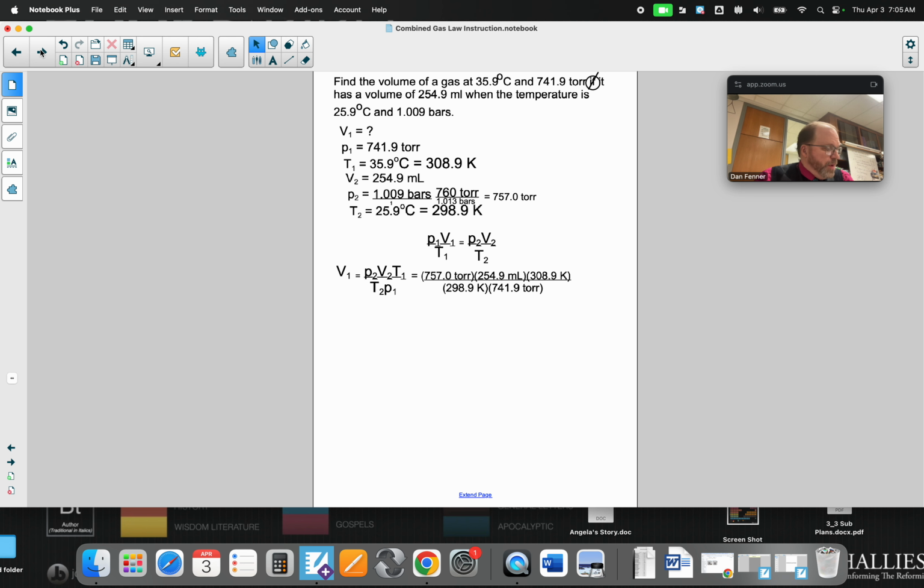Put our values in. We're going to get 757.0 torr times 254.9 milliliters times 308.9 Kelvin. Hit equal using your calculator. Divide by 298.9. Hit equal. Divide by 741.9. Hit equal. And then remember, check our units. Torr cross out. Kelvins cross out, with a milliliter. We have 4 sig figs, 4 sig figs, 4 sig figs, 4 sig figs, 4 sig figs. That one's easy. It's got to be 4 sig figs. So we get 268.8 milliliters.